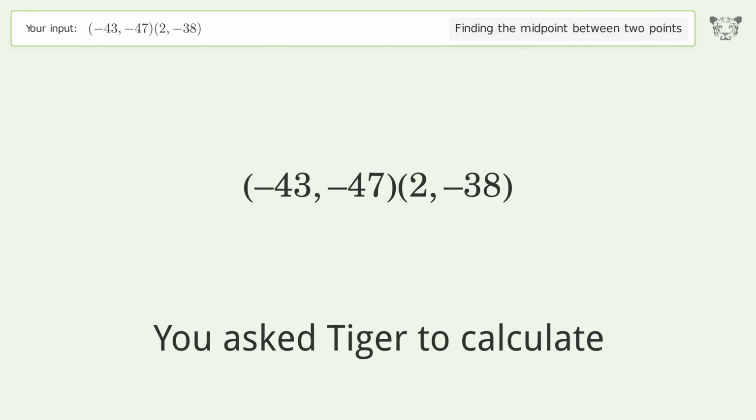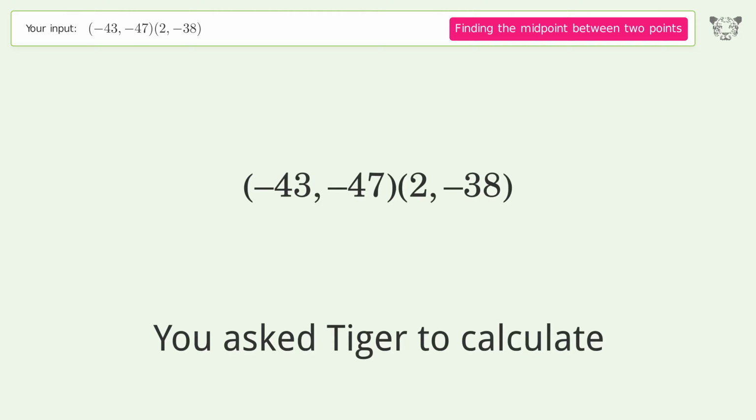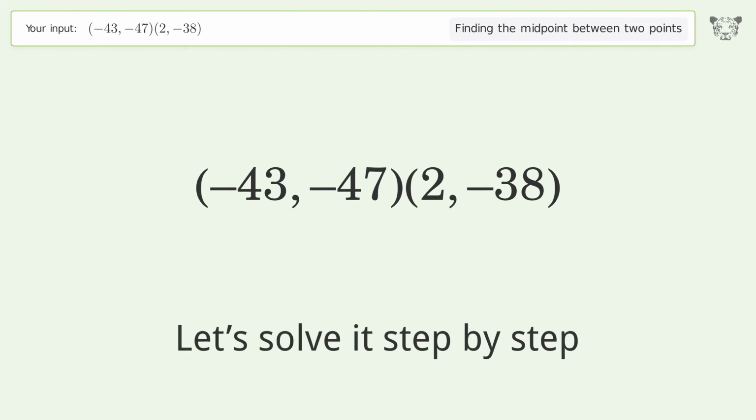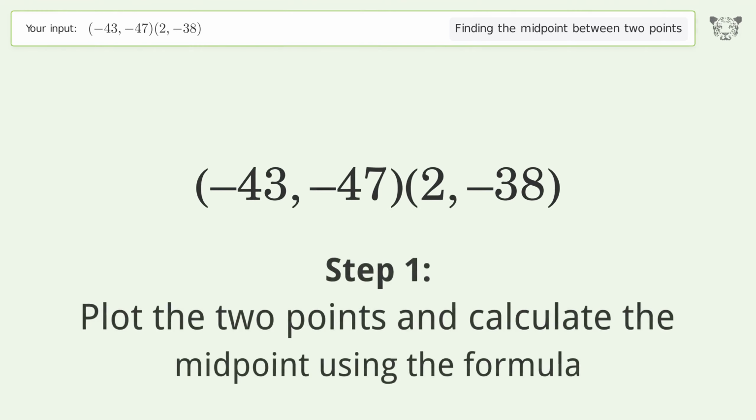You ask Tiger to calculate. This deals with finding the midpoint between 2 points. The midpoint between the 2 points is -20.5, -42.5. Let's solve it step by step. Plot the 2 points and calculate the midpoint using the formula.